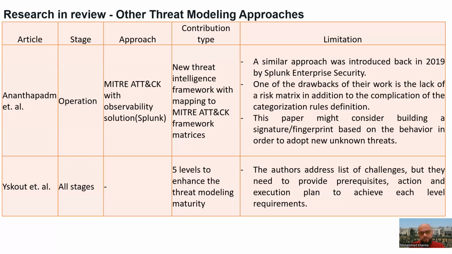So the author suggested five maturity levels for threat modeling, which are influenced by maturity models such as COBIT and CMMI. They proposed these five levels: the first one, initiation, then defining the process, managing and measuring the process, and optimization, or optimizing the process, at level 5.